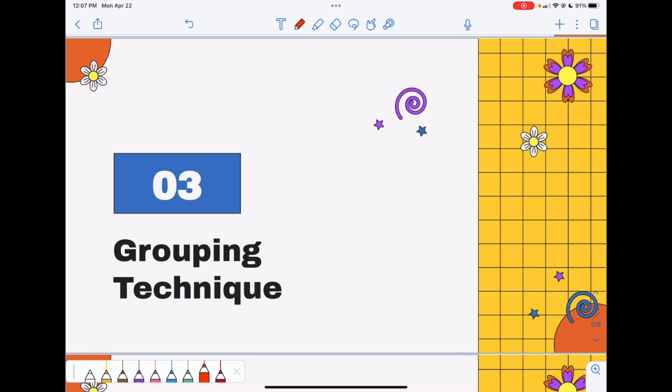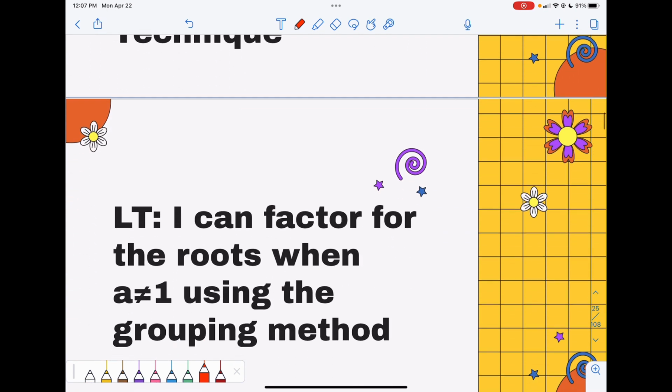The third lesson in our quadratics unit is about the grouping technique. The grouping technique is very useful when the AM method is not available. For example, when your lowercase a, your quadratic term, is equal to something other than 1, the grouping technique can be very helpful.